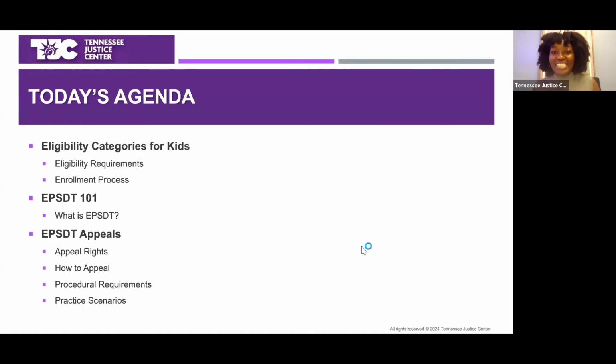All right, so for today's agenda, we are going to start just overviewing the eligibility categories for kids. We're going to talk about the eligibility requirements, the enrollment process to get onto TennCare, and then we're going to move into talking about EPSDT. So we're just going to give a brief EPSDT 101. What is it? What does it cover? And then Jane is going to talk about EPSDT appeals and go over your appeal rights, how to appeal, procedural requirements, and she has some practice scenarios for you as well.